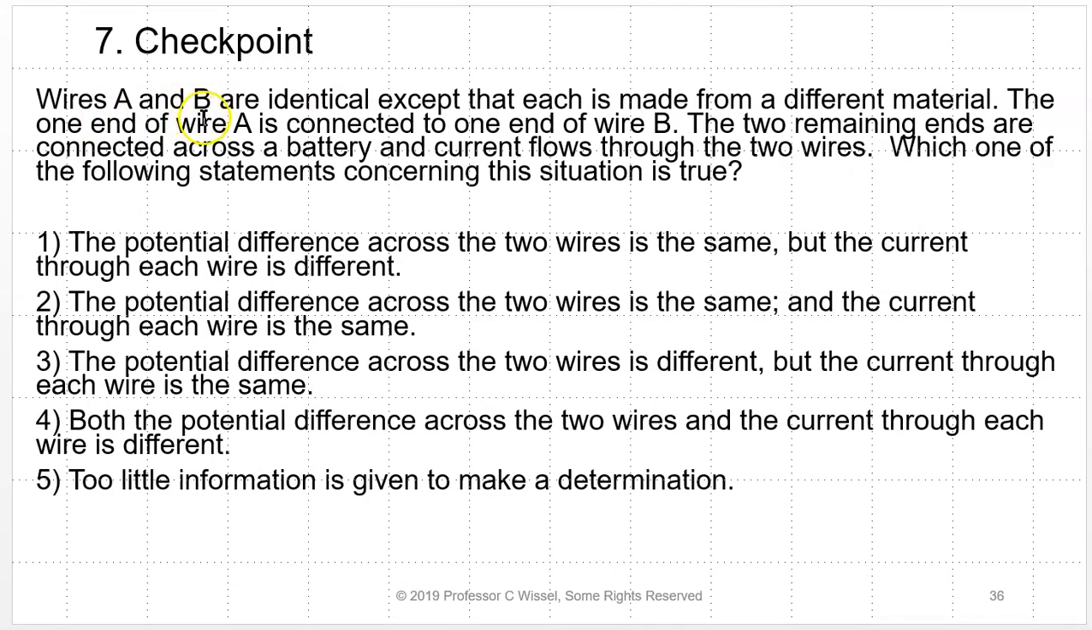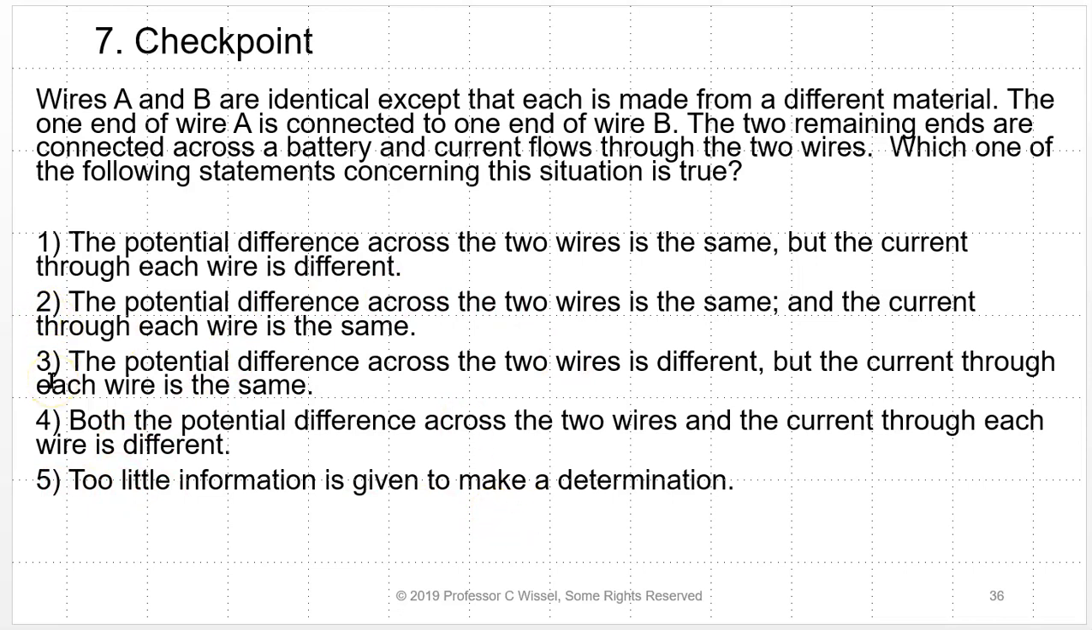Okay, wires A and B are identical except that each is made from a different material. One end of wire A is connected to one end of wire B. The two remaining ends are connected across the battery and current flows through the two wires. Which one of the following statements concerning this situation is true? Well, they're going to be connected across the battery, and they're going to be connected end to end. That means there's only going to be one path, so the current through each wire is the same. We can eliminate number 1, and we can eliminate number 4. And provisionally, we'll eliminate number 5. So we get it down to 2 or 3.